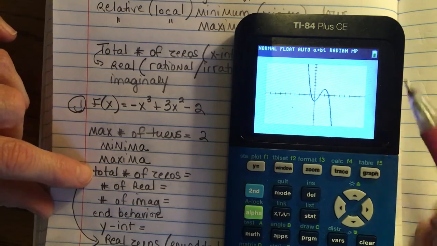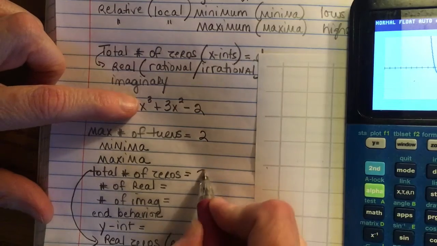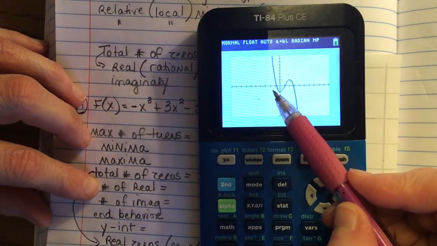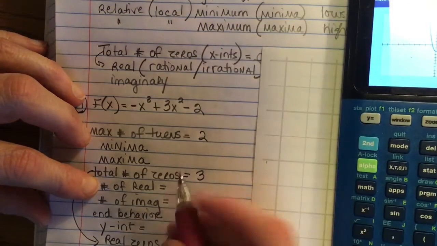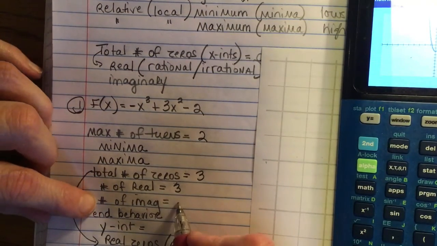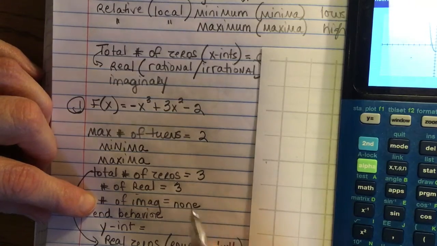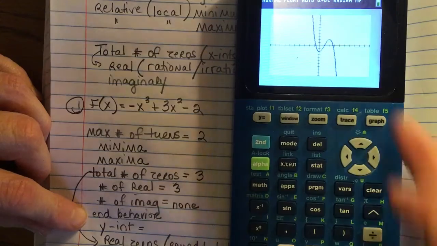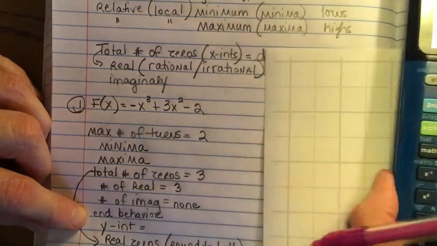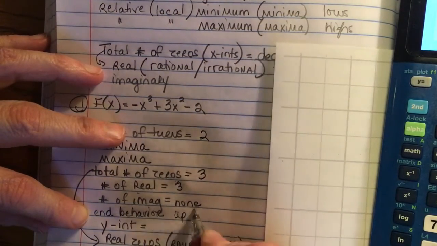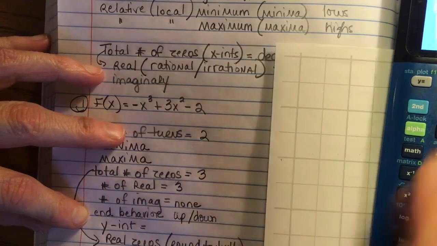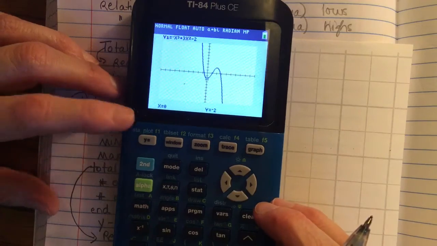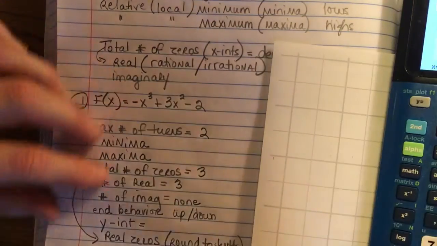The number of zeros is the degree, which is 3. Now, are they all real? Notice that I crossed the x-axis at 1, 2, 3 places, so yes, they are all real, and there are no imaginary. And my end behavior is up, down. My y-intercept, remember if you hit trace, will give you the y-intercept of (0, -2).